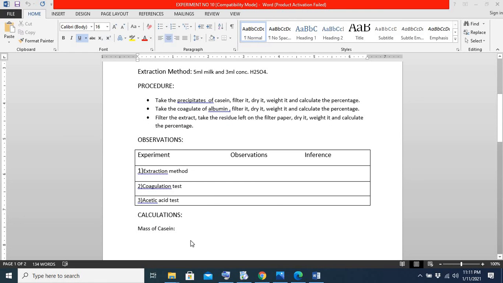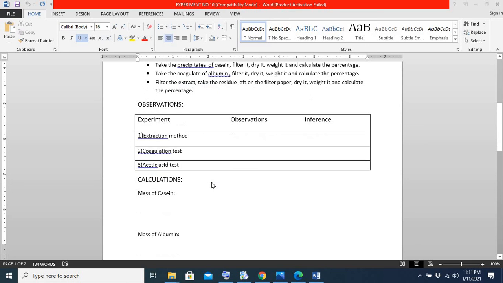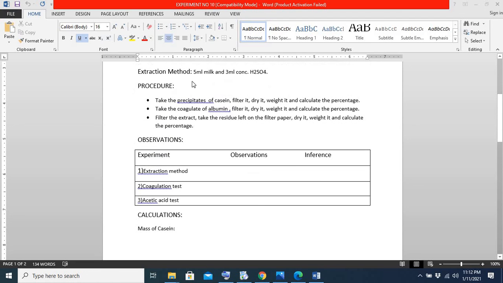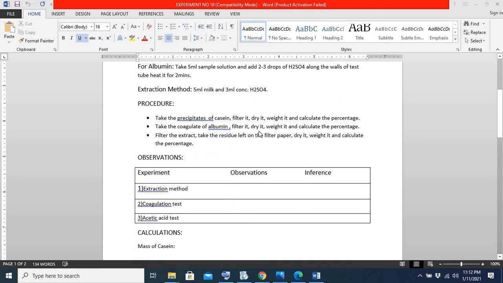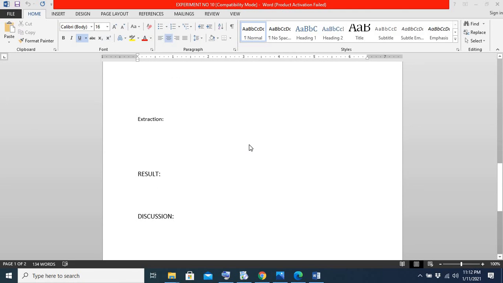And then we also have to perform the extraction method of these proteins, and for that we have to add 3 ml of concentrated H2SO4, and then take our extract of milk, filter it, dry it, weigh it and calculate the percentage. So this was the whole experiment.